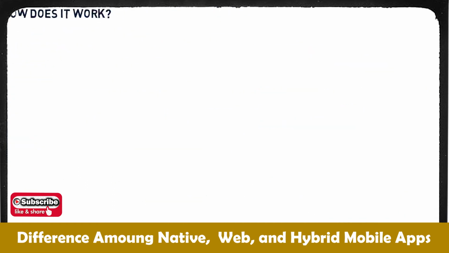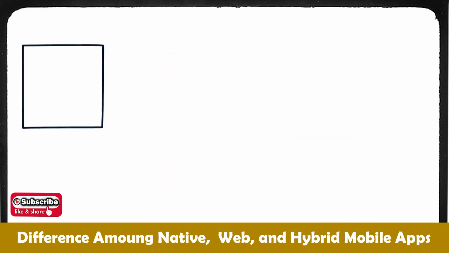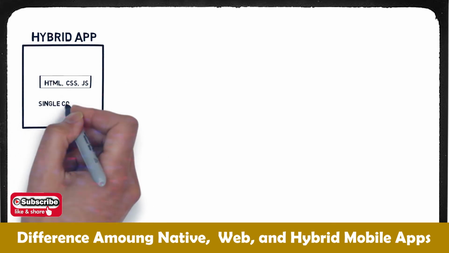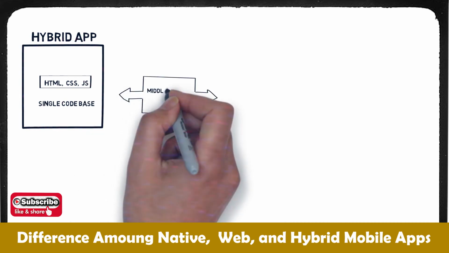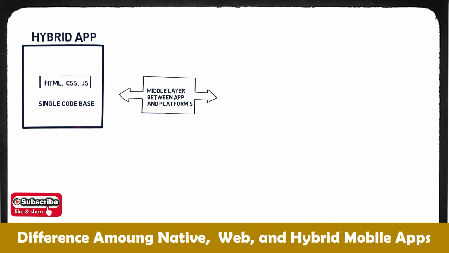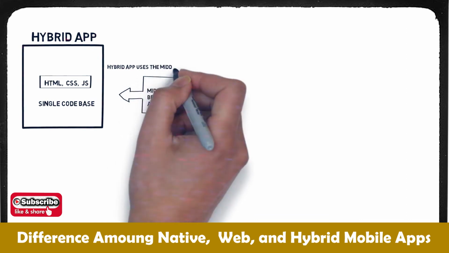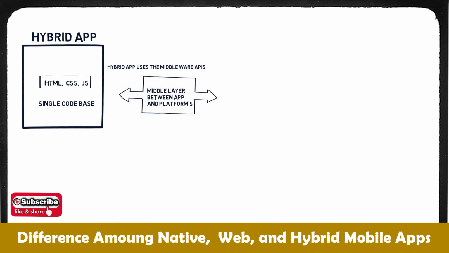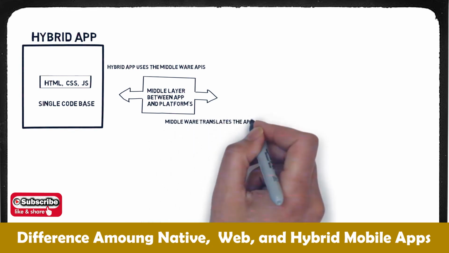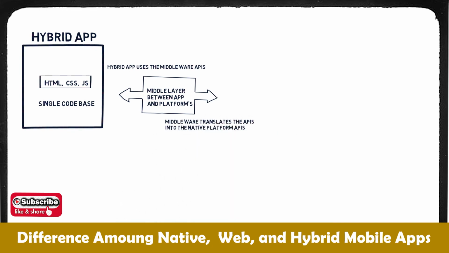How does it work? Hybrid apps are written in HTML, CSS, and JavaScript. They have a single code base. A middleware layer sits between the app and the platforms. The hybrid code uses the middleware APIs instead of the native application APIs. The middleware will then translate their APIs into the native platform APIs.